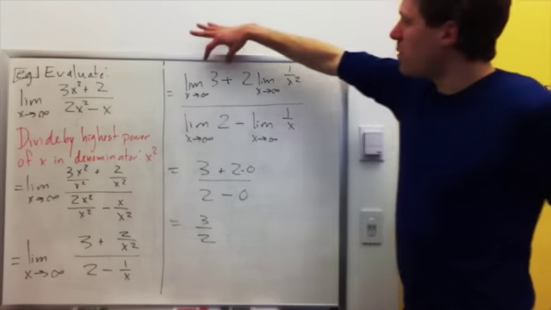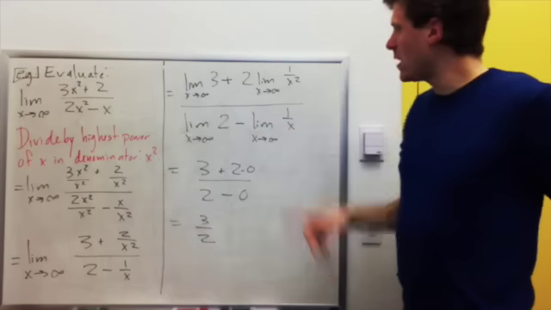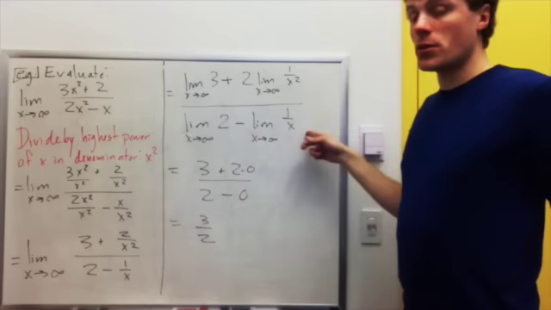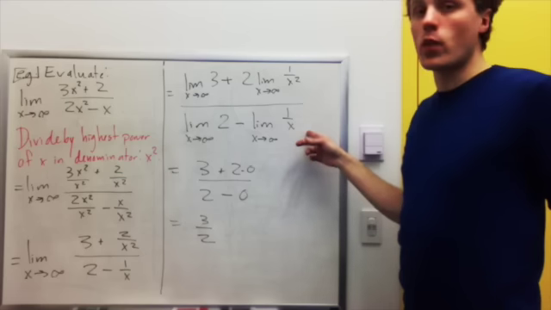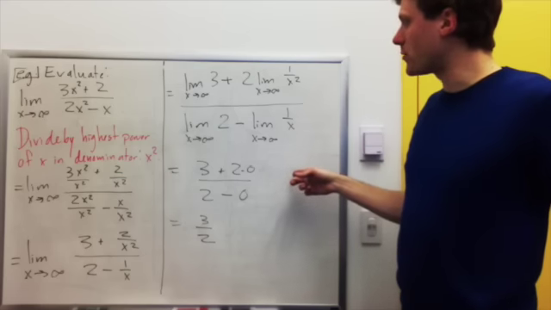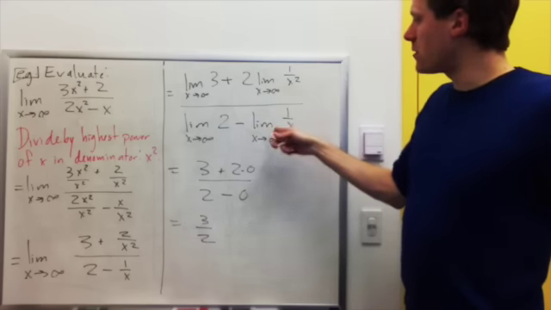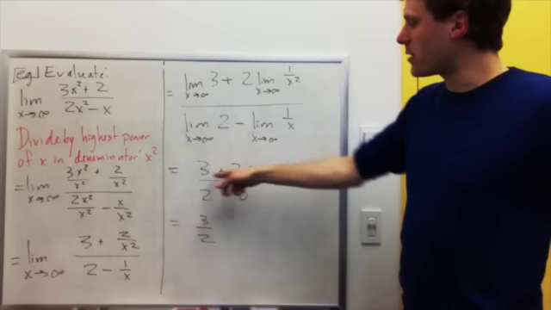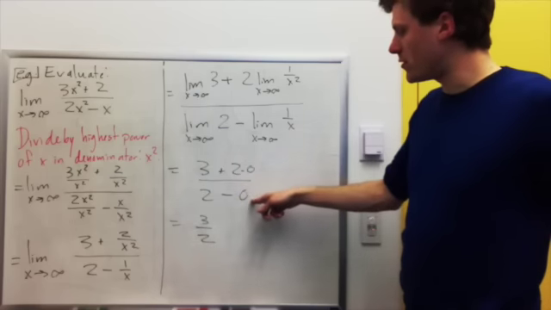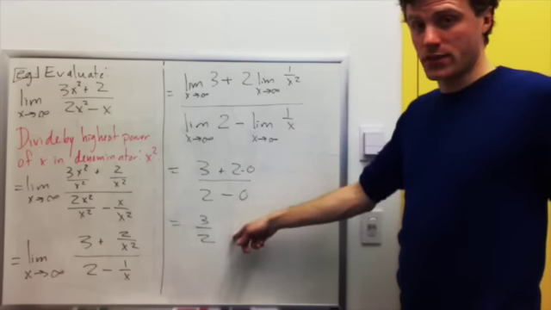Great. Now on top, I have two constant limits, and I have two limits of reciprocal powers of x, which we just said went to 0 as x goes to infinity. So this goes to 0, this goes to 0, and I'm left with 3 plus 2 times 0 over 2 minus 0, which is 3/2.